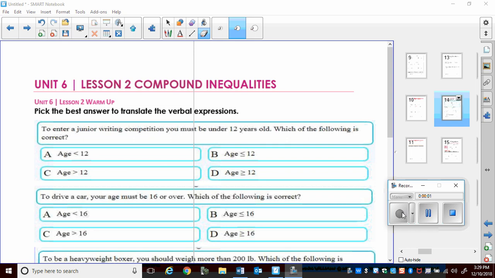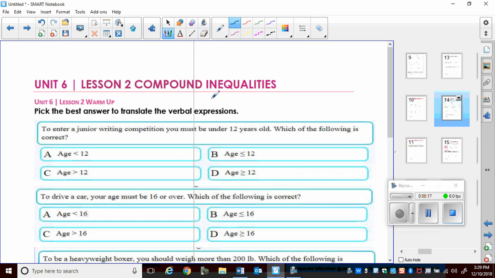Unit 6, Lesson 2, Compound Inequalities. I'm going to start with the Lesson 2 warm-up. It says pick the best answer to translate the verbal expressions. So we're looking for a way to notate these inequalities in these word sentences.